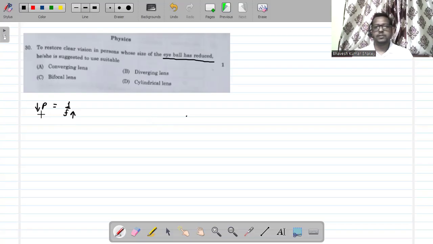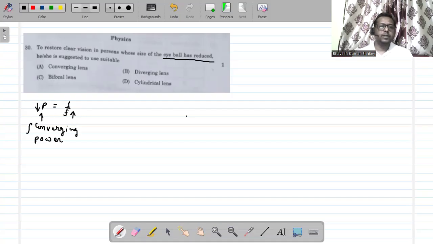Now, which power is this? In the case of the eye lens, this is the converging power. What is happening if the eyeball has reduced, meaning it becomes thin? If it becomes thin, then what happens? The focal length increases. So if focal length increases, by this formula the power of the lens, meaning the converging power, decreases.